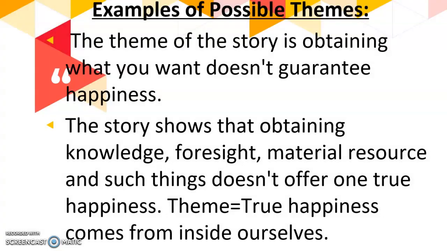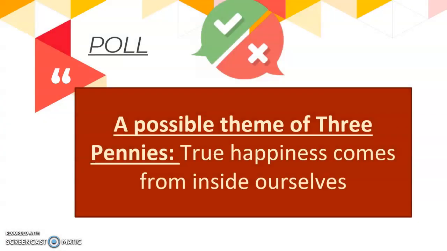So, the theme of the story is obtaining what you want doesn't always guarantee happiness. The story is showing you that obtaining knowledge, foresight, material resources, and such things doesn't offer true happiness. The theme is that true happiness comes from inside of ourselves.